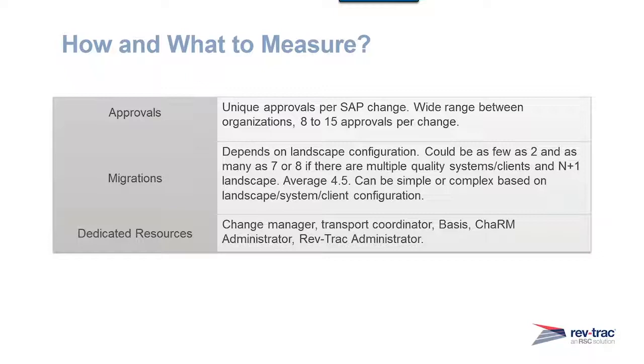RevTrack customers and others typically have an administrator, so you'd want to include his or her cost, but that is typically just 10 to 15% of their total role, right? That could be attributed to the RevTrack because a lot of it runs itself due to the automation. However, if you're using some other solutions like maybe Solution Manager Charm, normally a Charm administrator is a full-time job, and you would need to include those costs when you're calculating that. And finally, many of our customers and many SAP customers use outside consultants to help move their SAP transports, maybe again using Charm or other methods. So include those as well in this dedicated resource category.